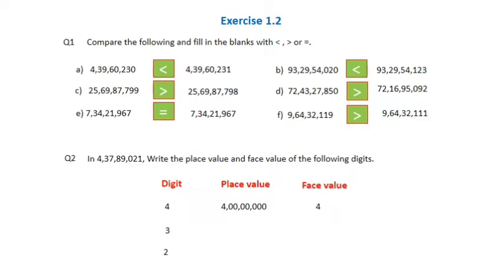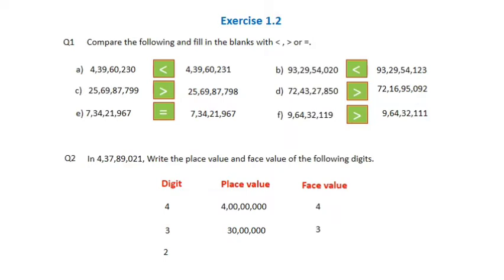Now the digit 3. Where is digit 3 here? This is 37 lakh. That means this 3 is at 30 lakh. So the place value is 30 lakh and the face value is the digit itself. So the answer is 3.